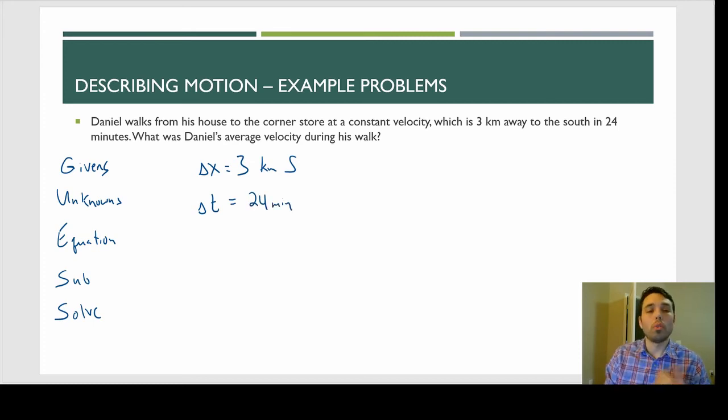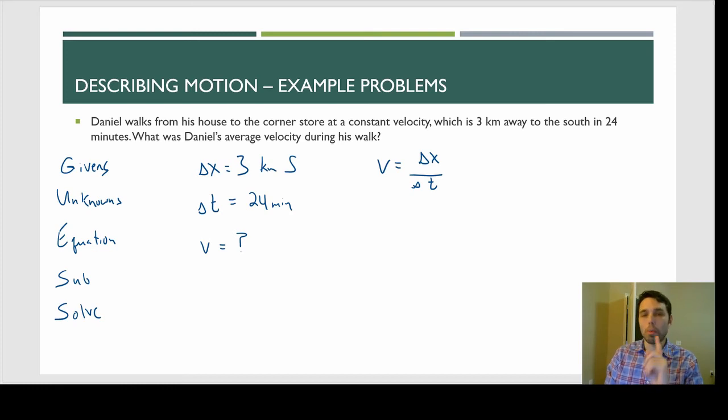Unknowns. What is it looking for? What is it asking us to solve for? What's the unknown thing? In this case, it's velocity. It wants to know that. I'll just put a little question mark to symbolize, hey, we got to find this thing. What's the equation we're going to use? Maybe the one we just learned, right? It's going to be velocity equals displacement over time. Okay, and then substitute. We're going to plug numbers in, and then we're going to solve.